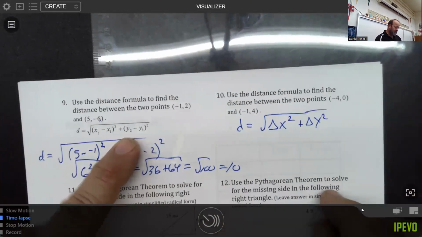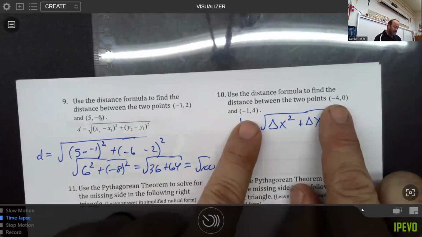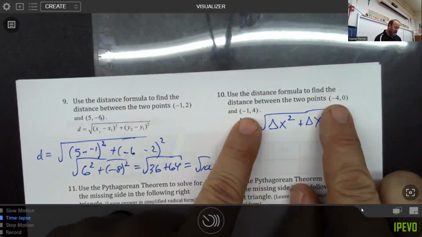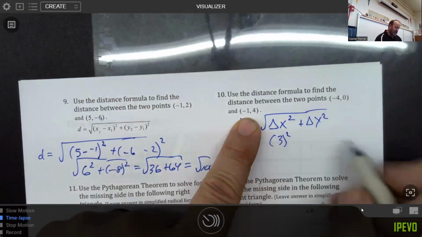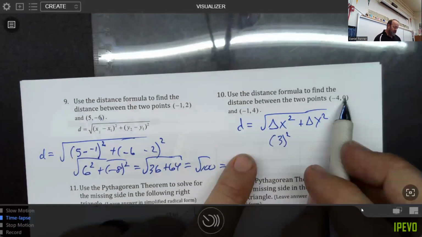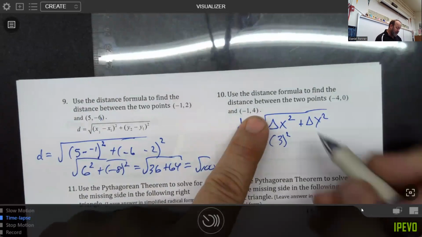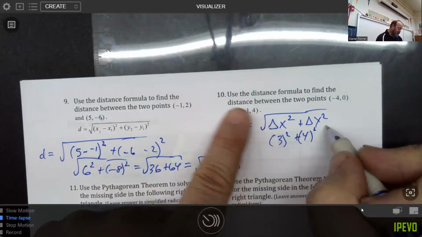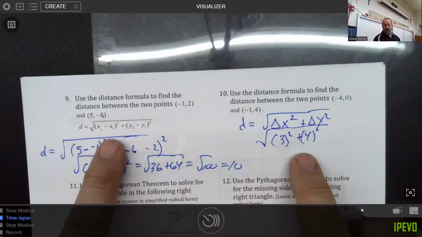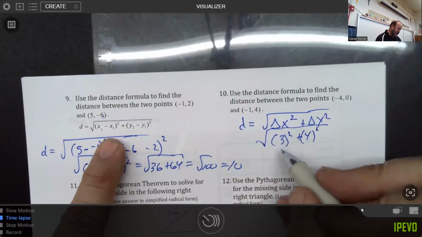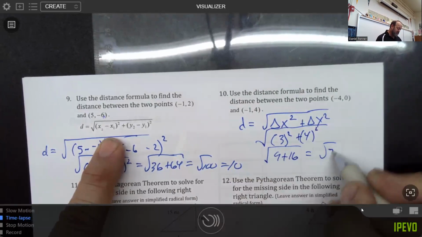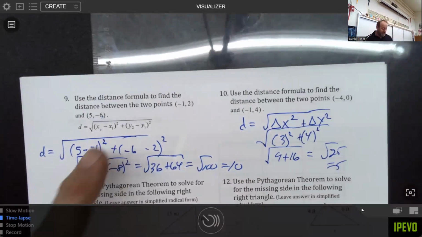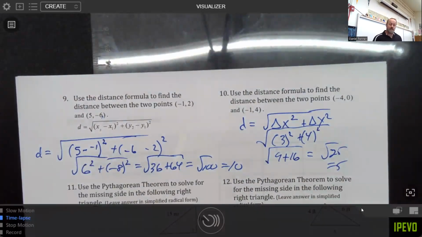And so if you look at these two things, if x went from -4 to -1, it changed by moving up 3. And if y went from 0 to 4, it changed by 4. Now, you would get the same answer if you went this direction. I just find this to be easier. And so I got the square root of 25, which is 5. Personally, I find that a lot easier.